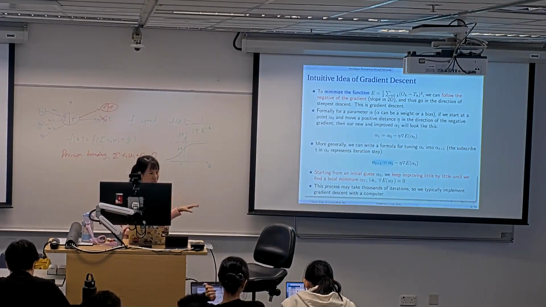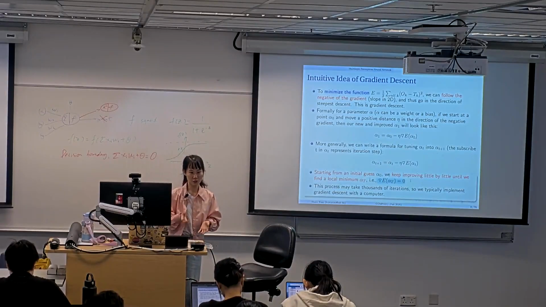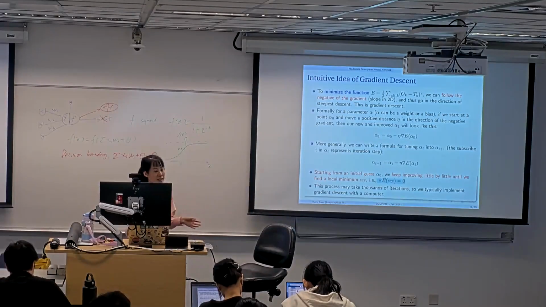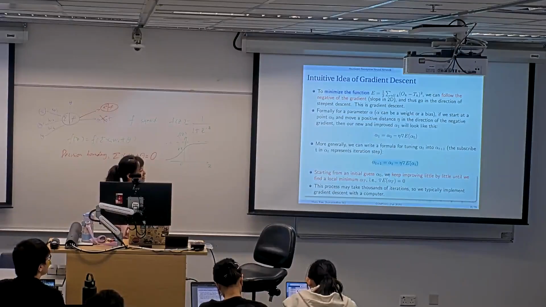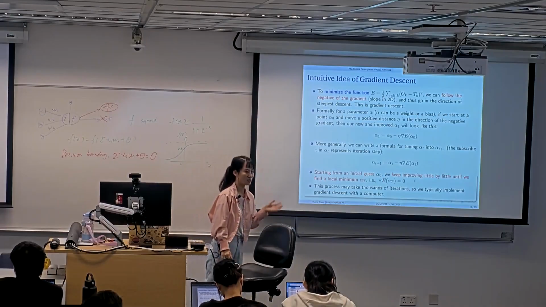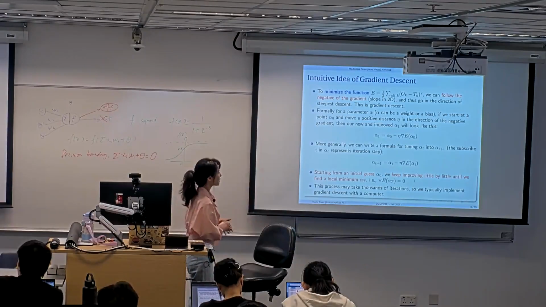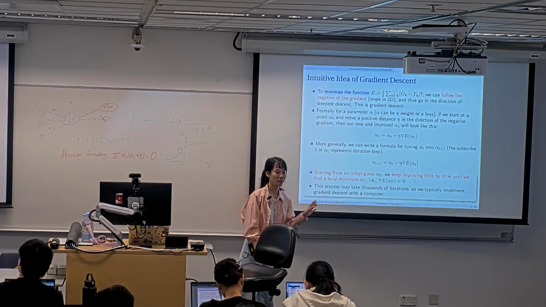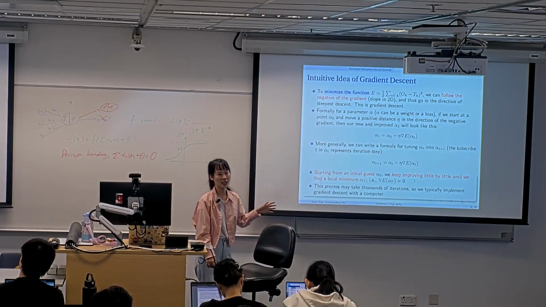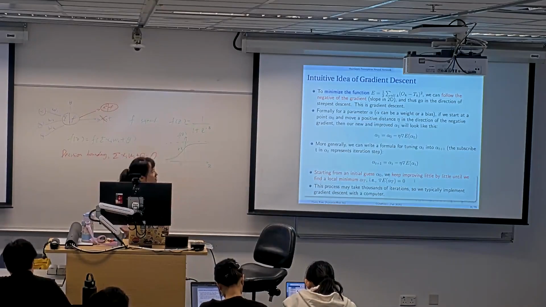So whenever you converge, whenever the gradient becomes 0, the algorithm just stops, and it converges to some local minimum, because for any local minimum, the gradient is 0. This is gradient descent. Basically, it just follows a formula like this until it reaches some local minimum. Note that this process may take thousands of iterations, so we typically implement gradient descent with a computer instead of manually calculating all of these steps. This is some intuitive idea of gradient descent.